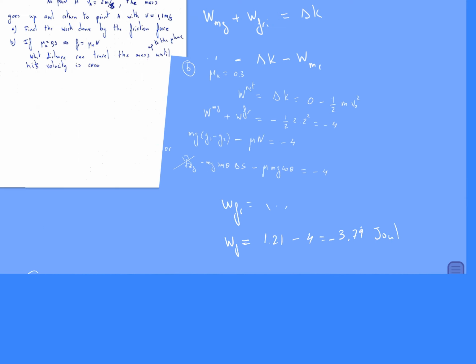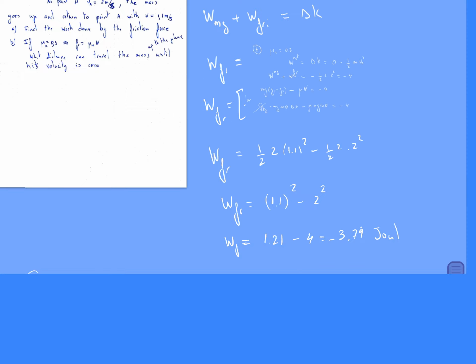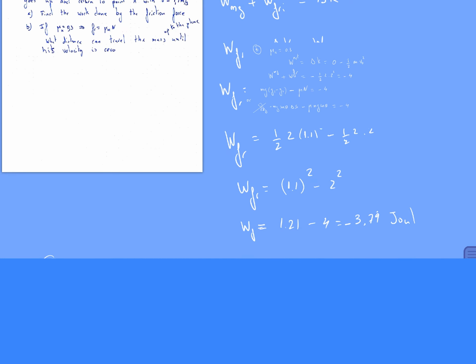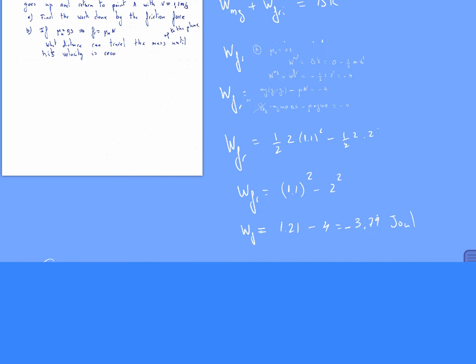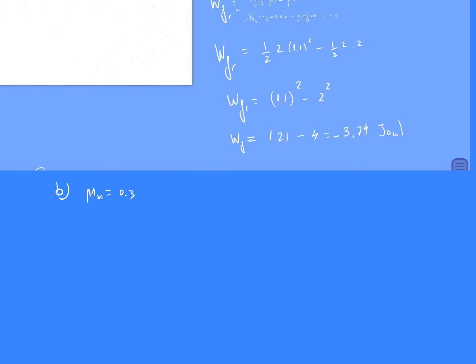Let me see. What we want to do is the part B. Let's do the part B. Part B says, if mu sub k is 0.3, and the friction force, of course, is mu sub k times n, what is the distance that he can travel until he hits velocity zero?